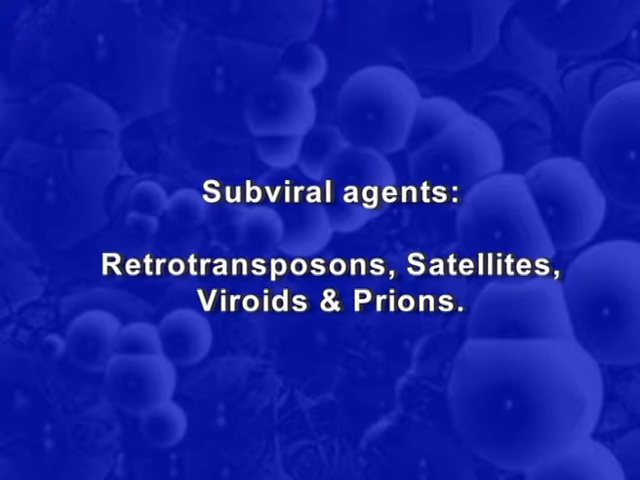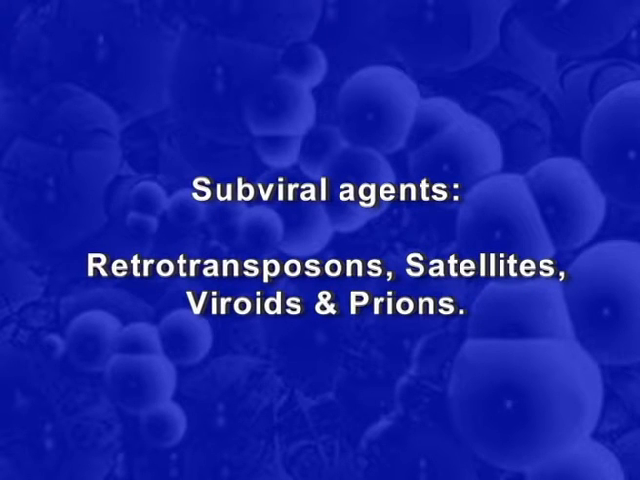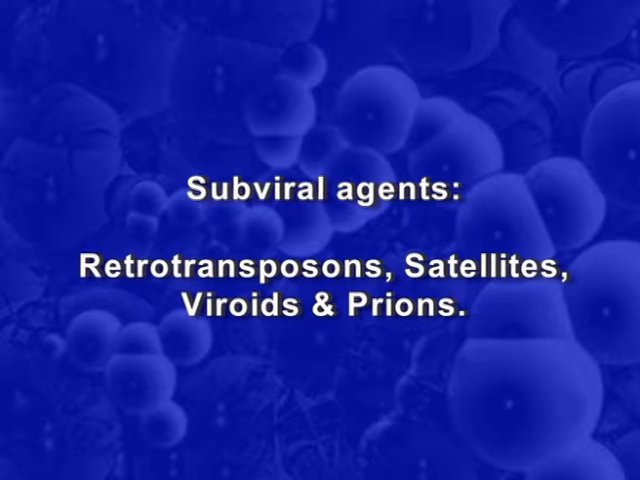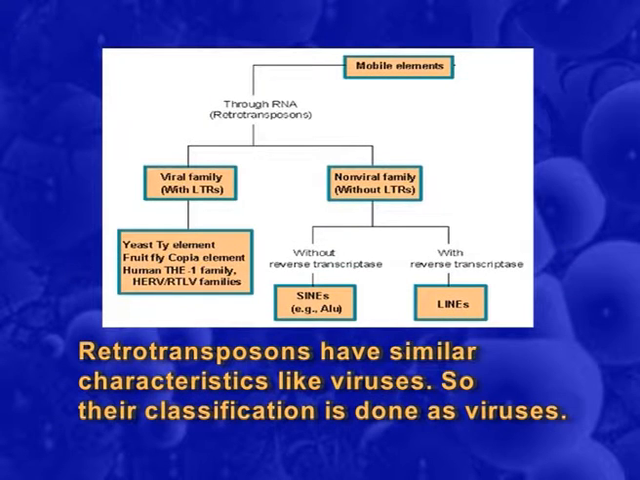The next benefit of the ICTV approach is that it has allotted space for the classification of subviral agents, like retrotransposons, satellite viruses, viroids and prions. This was the first time that subviral agents have been classified according to taxonomic schemes. Let us have a look at the retrotransposons. Retrotransposons have characteristics very similar to viruses. That is why their classification was done just as it was done with viruses.